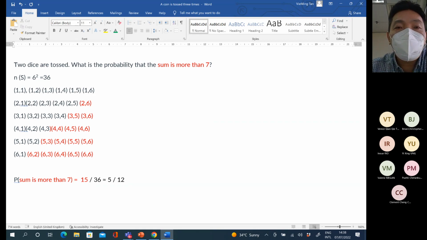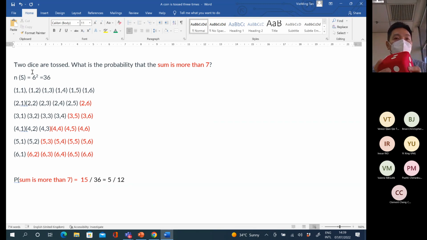Before we answer this question, we need to identify the possible outcomes. How many possible outcomes for this experiment? This question involves 2 dice, so that means 2 independent events, 2 independent activities. The result of the first dice is not going to affect the result of the second dice and vice versa. So first we identify the possible outcomes. How to identify?